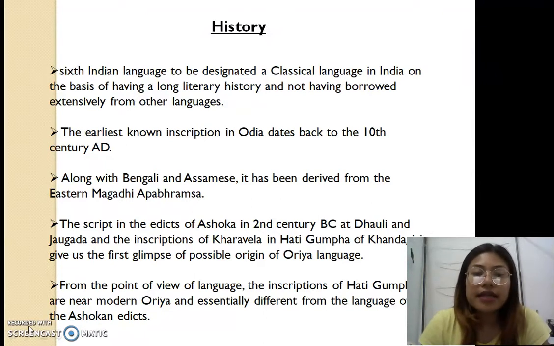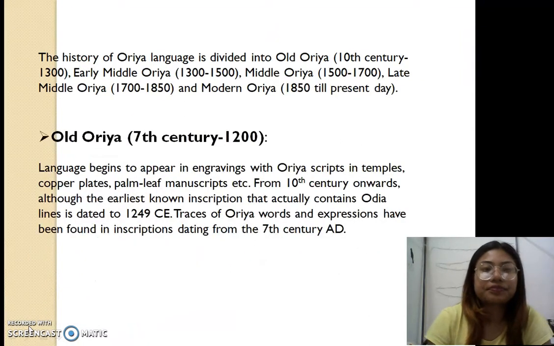The script in the edicts of Ashoka in 2nd century BC at Dhauli and Jogara and the inscriptions of Kharavela in Hathigumpha of Khandagiri give us the first glimpse of the possible origin of the Oriya language. From the point of view of language, the inscriptions of Hathigumpha are near modern Oriya and essentially different from the language of the Ashokan edicts.